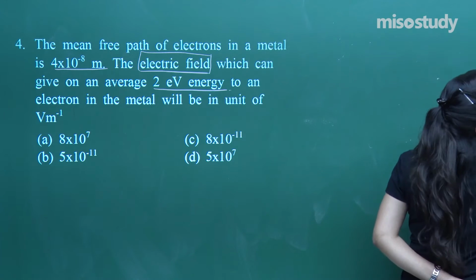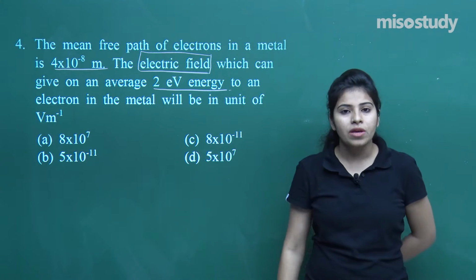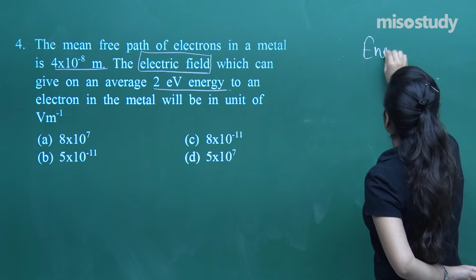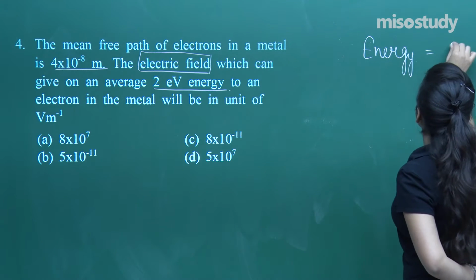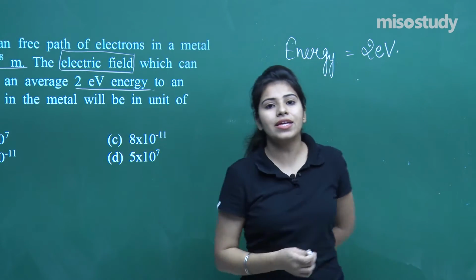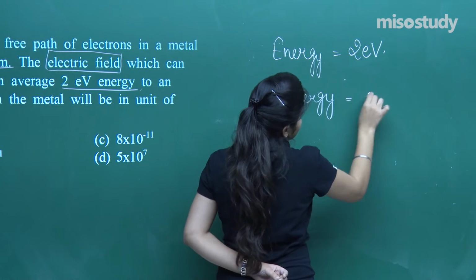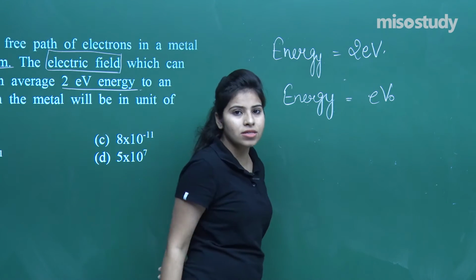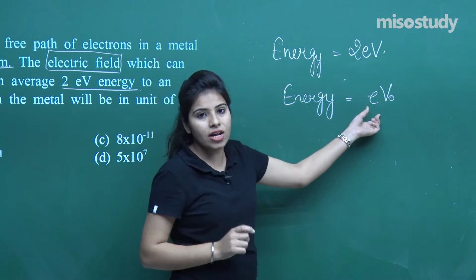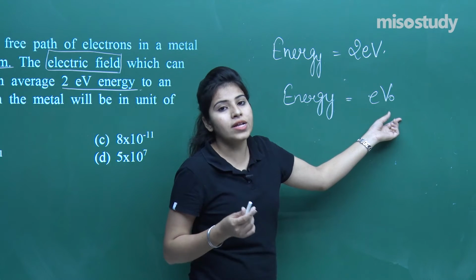Now let me tell you one thing. The energy that has been given in the question, what are the other forms to represent energy? Since energy has been given as 2 electron volt, we know that another way of representing energy is e into V naught, isn't it? Here e is the charge of the electron and V is the potential. So from here we are going to find the potential.